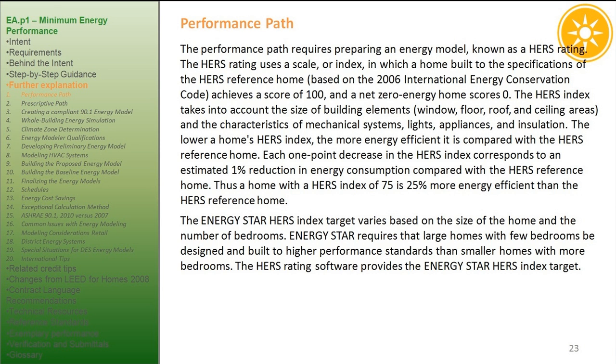The lower a home's HERS index, the more energy efficient it is compared with the HERS reference home. Each 1-point decrease in the HERS index corresponds to an estimated 1% reduction in energy consumption compared with the HERS reference home. Thus, a home with a HERS index of 75 is 25% more energy efficient than the HERS reference home. The Energy Star HERS index target varies based on the size of the home and the number of bedrooms. Energy Star requires that large homes with few bedrooms be designed and built to higher performance standards than smaller homes with more bedrooms. The HERS rating software provides the Energy Star HERS index target.